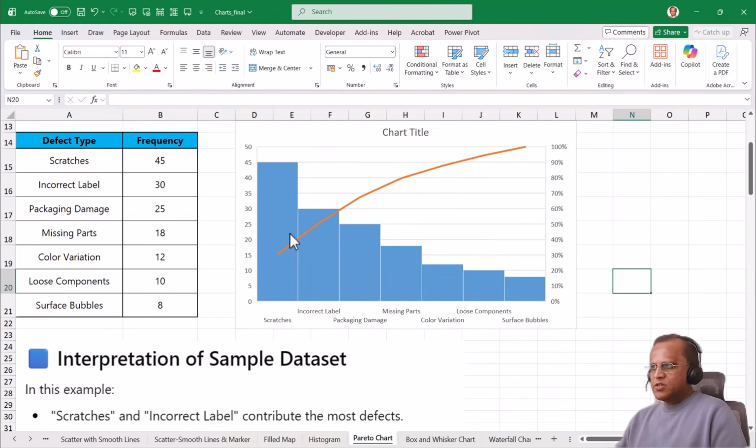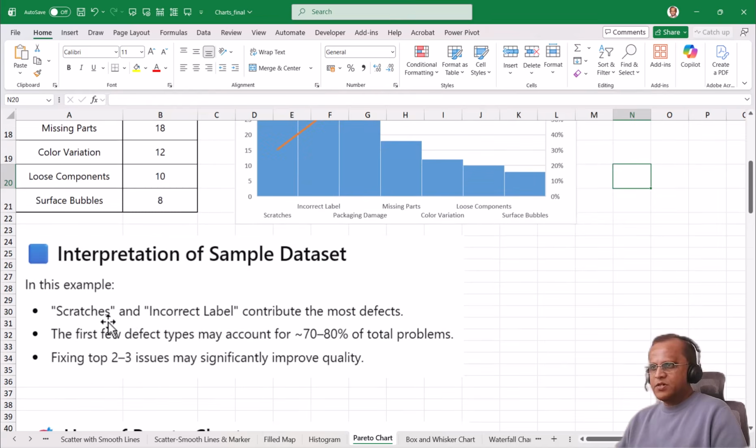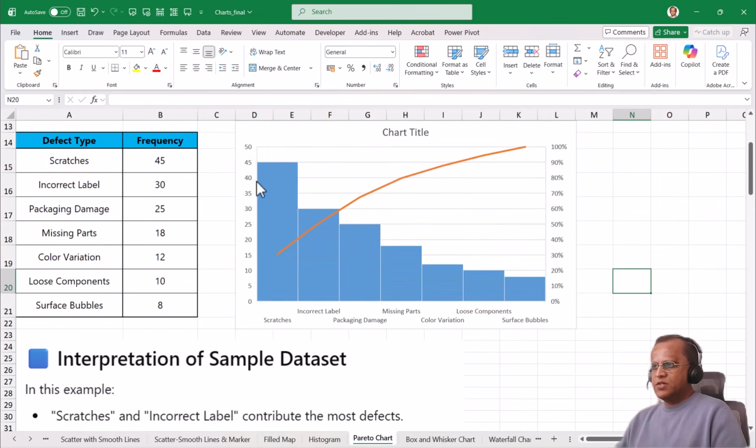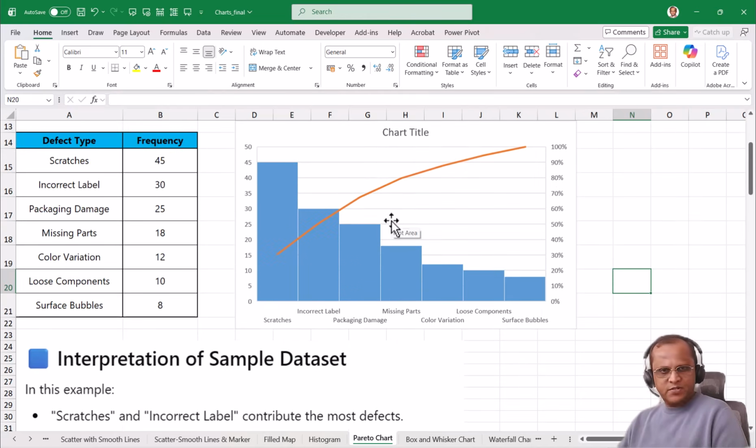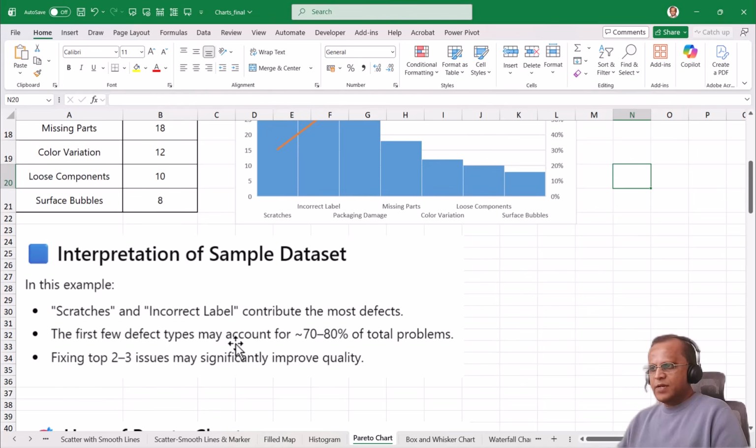So what is the interpretation of this particular Pareto chart? Scratches and incorrect label contribute the most defects. As you can see, scratches have the highest frequency, which is 45, and incorrect labels have the second highest frequency, which is 30. These are the two factors contributing to around 60 to 70% of the defects. The first few defect types may account for 70 to 80% of total problems.